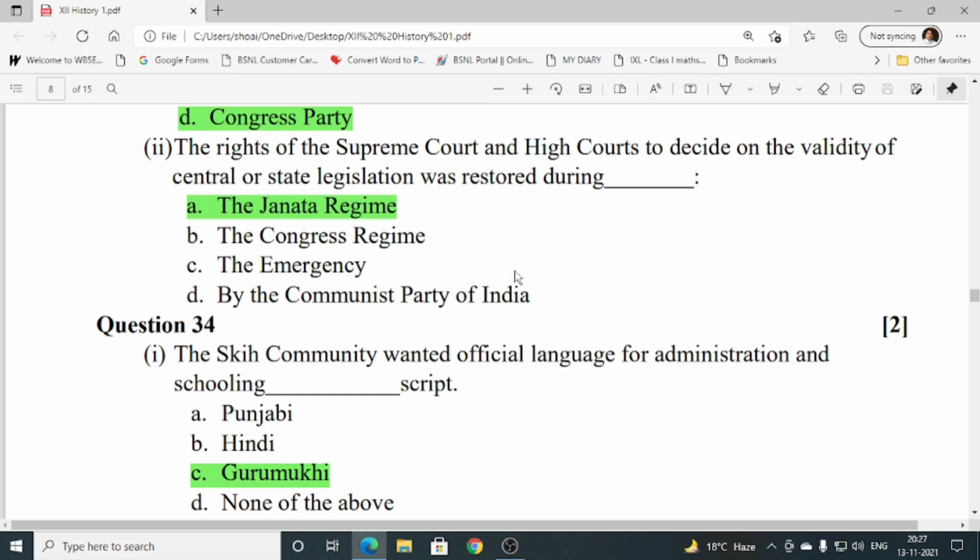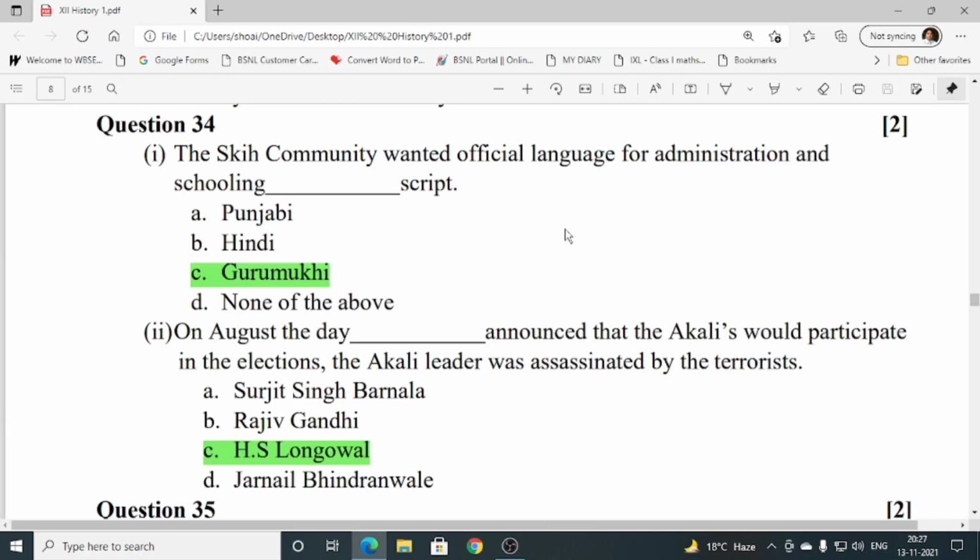Then number 2, the rights of the Supreme Court and High Court to decide on the validity of central or state legislation were restored during Janata regime. During the Janata Party's rule, all these things were restored. Okay. Then next, let us move on to question number 34. The Sikh community wanted Gurmukhi script as the official language script for administration and schooling. So Gurumukhi script.